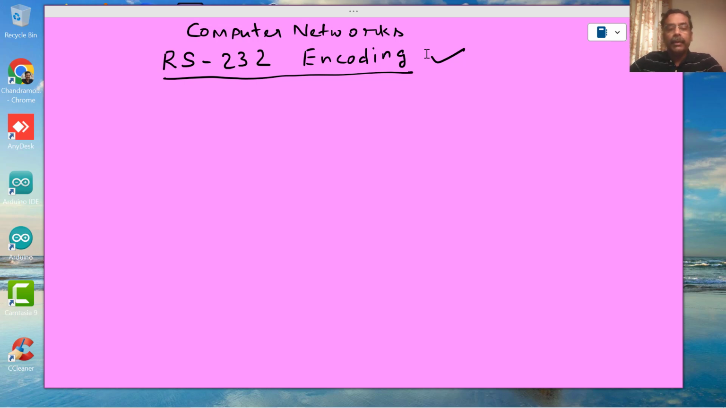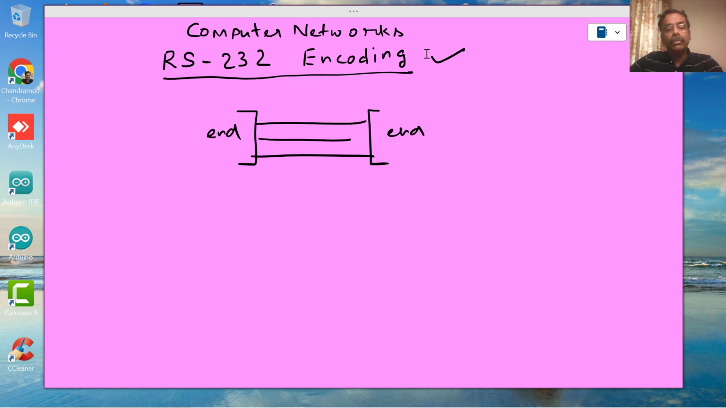Before we get into the encoding, let's just look at the basic fundamentals of communication between two devices. We call this an end device. Two end devices are connected somehow to some signaling and they need to exchange information. Now, there are two ways this communication can happen.